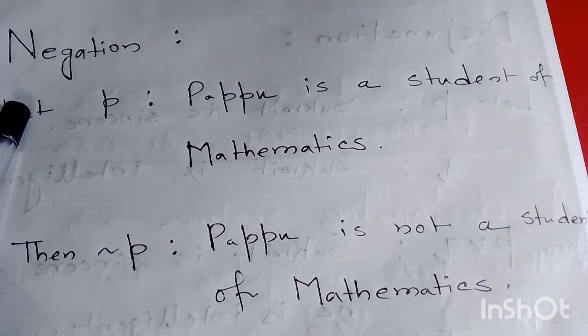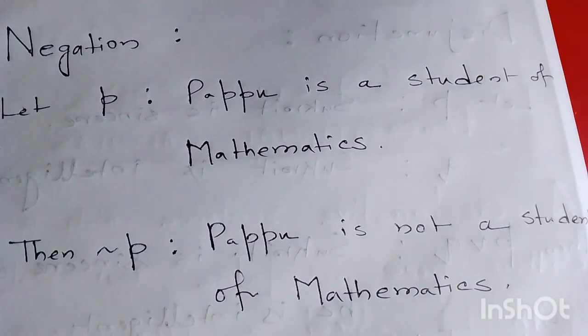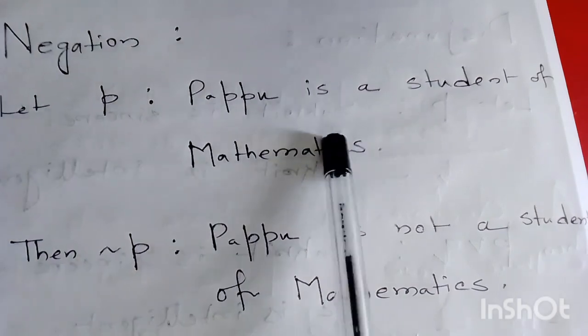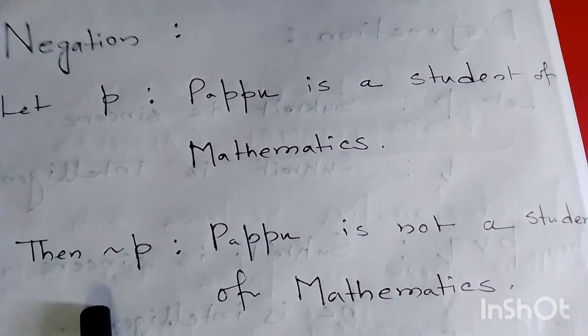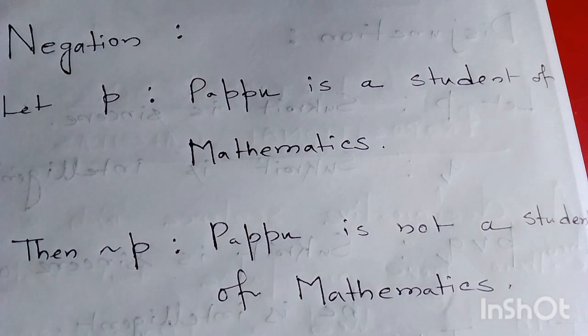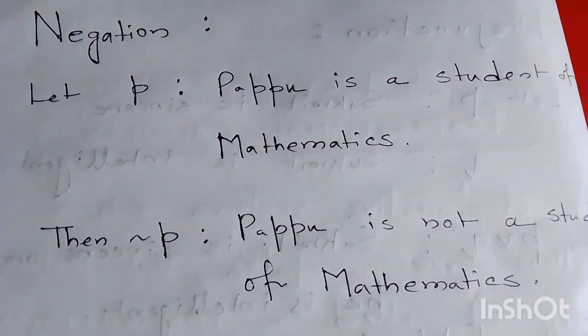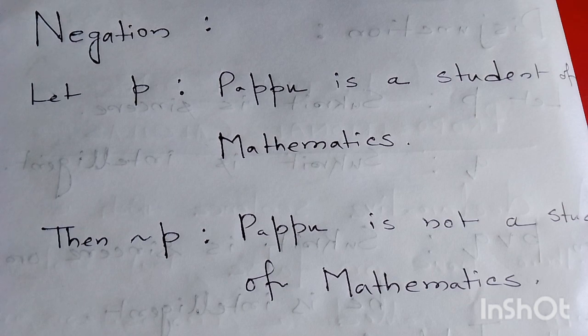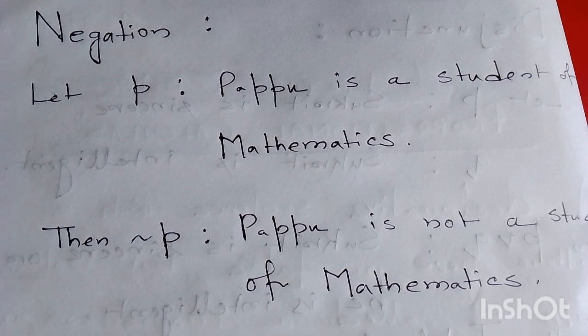Now this is negation. Let P: Pappu is a student of mathematics. Then negation of P is nothing but a negative statement of that P, which is Pappu is not a student of mathematics. I hope I have made you understand well all the three logical connectives.